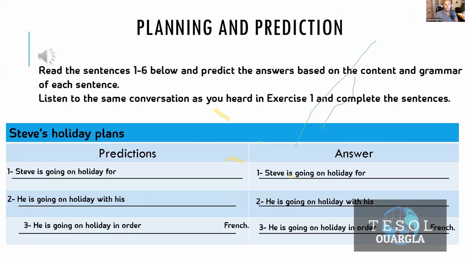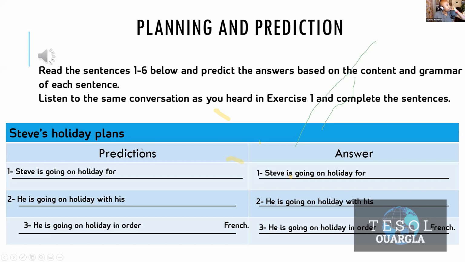Let me give you another example. Another example in which you are going to read sentences 1 to 6 and predict the answers based on the content and grammar of each sentence. So this is a bit different, but we are still into planning and prediction. We are still into the before listening, because you will realize by the end that we've had activities before, during, and after. This is very important. So listen to the same conversation as you heard in exercise 1. We'll see it together and complete the sentences.